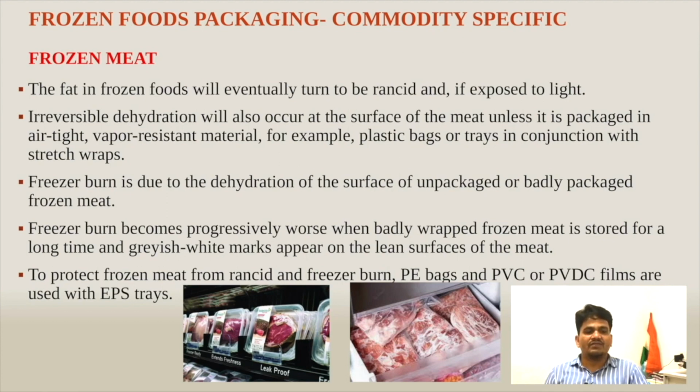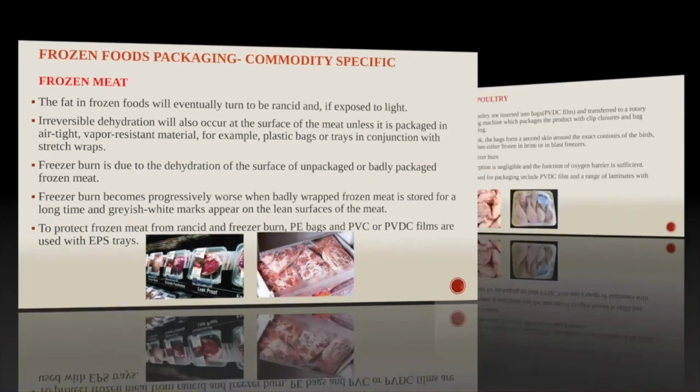To protect frozen meat from rancidity and freezer burn, PE bags and PVC or PVDC films are used with EPS trays. So from the changes which take place in the packaged food, we can understand and decide what kind of packaging materials can be used for what kind of products.